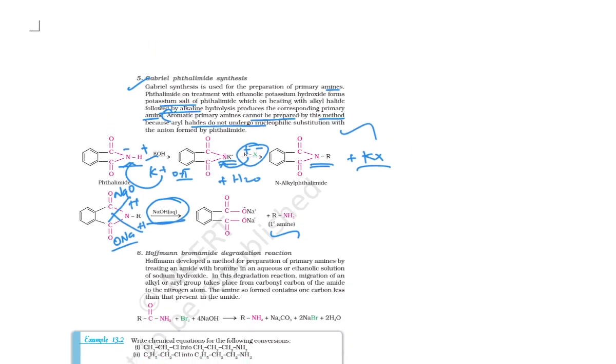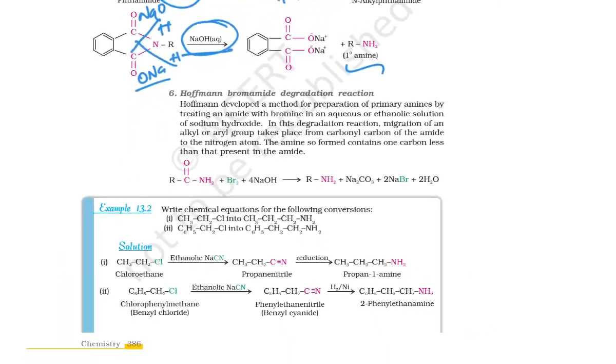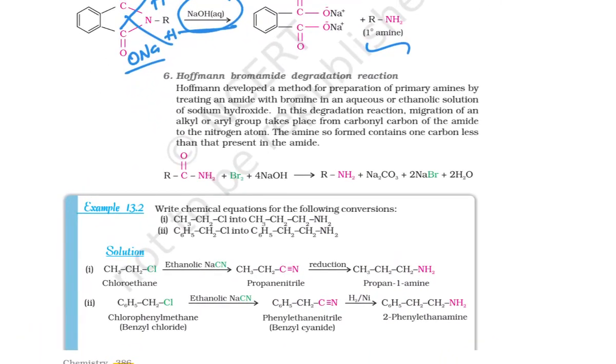Right. Next we go for the Hofmann bromamide degradation. Hofmann developed the method of preparation of primary amine by treating an amide with bromine in aqueous or ethanolic solution of sodium hydroxide.